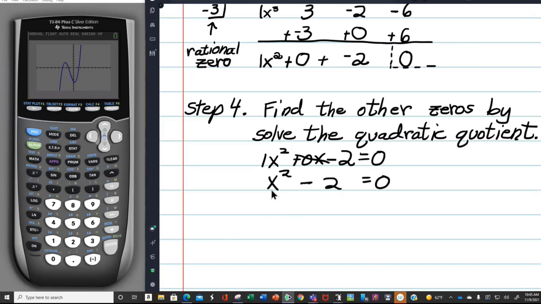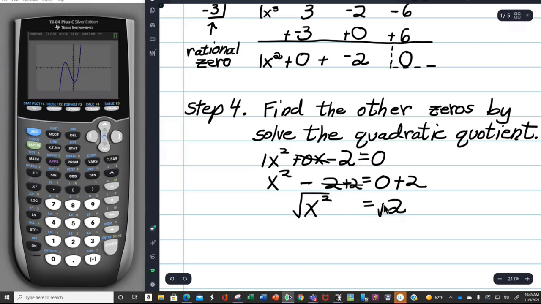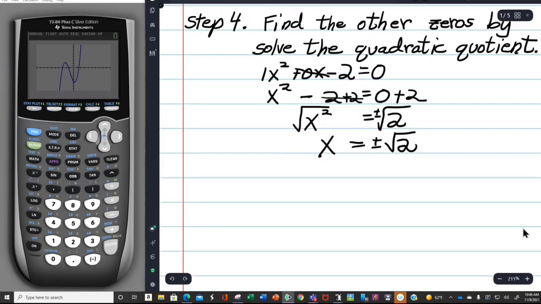Now I'm going to solve this. Notice that the linear term zeroed out. So I'm going to use the square root principle, which is easy. So let me go plus 2 plus 2. So I'll have x squared equals 2. Then I take the square root of both sides and I put a plus or minus over here. So the square root of x squared is x equals plus or minus the square root of 2. And so x equals, here are the zeros.